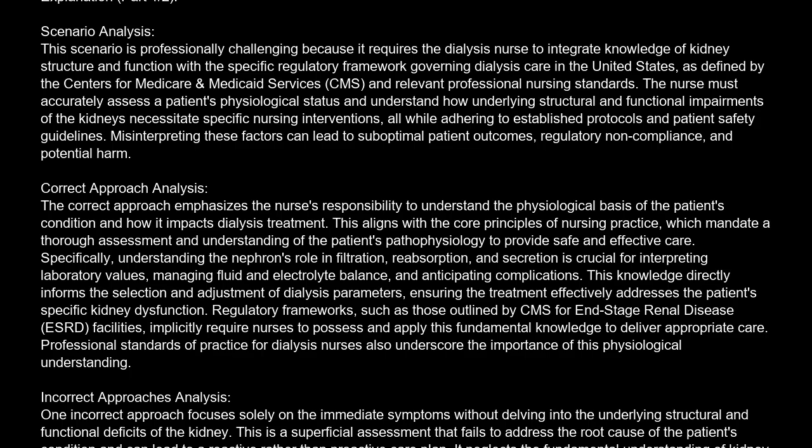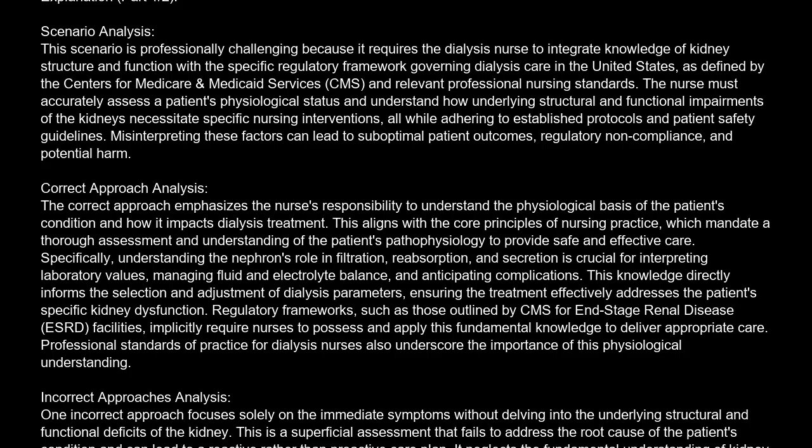Explanation. Scenario analysis. This scenario is professionally challenging because it requires the dialysis nurse to integrate knowledge of kidney structure and function with the specific regulatory framework governing dialysis care in the United States, as defined by the Centers for Medicare and Medicaid Services, CMS, and relevant professional nursing standards. The nurse must accurately assess a patient's physiological status and understand how underlying structural and functional impairments of the kidneys necessitate specific nursing interventions, all while adhering to established protocols and patient safety guidelines. Misinterpreting these factors can lead to suboptimal patient outcomes, regulatory noncompliance, and potential harm.